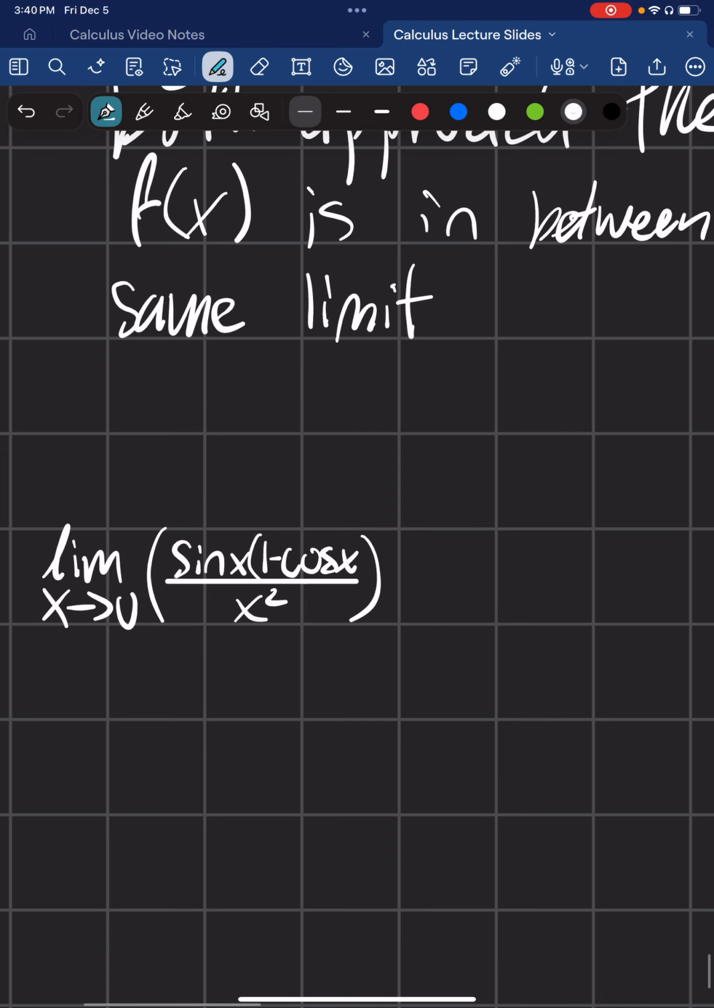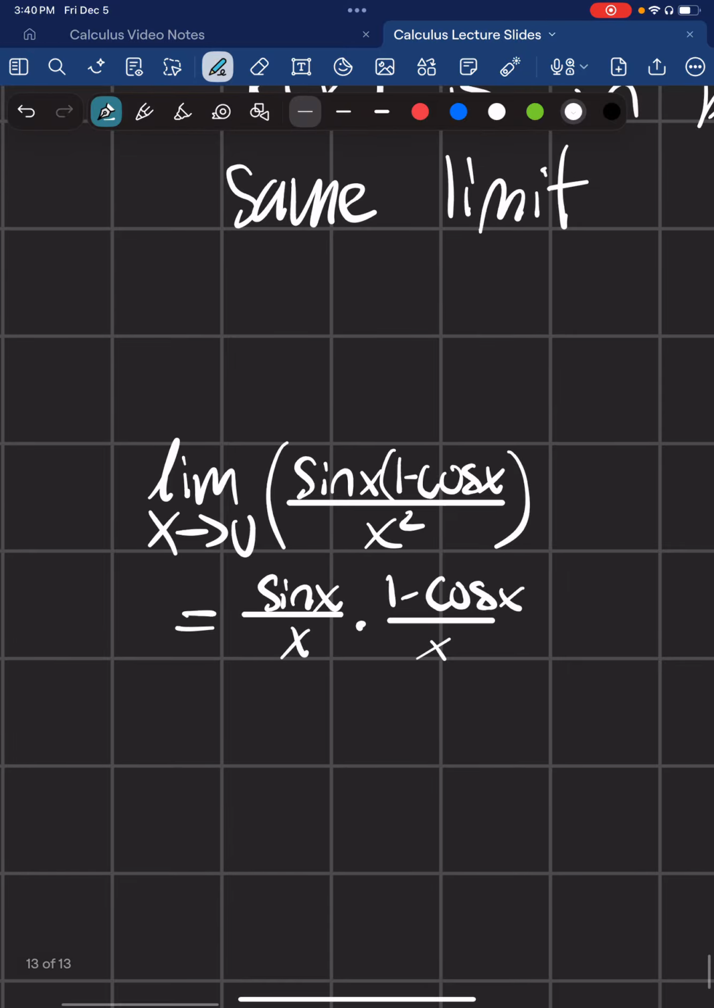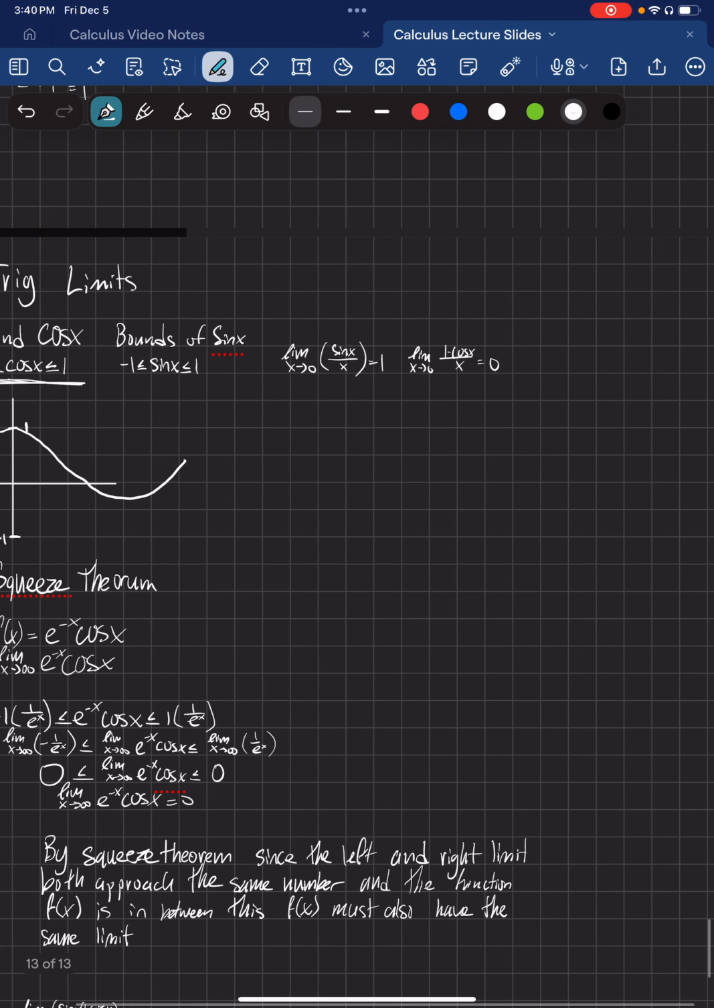So what we can do here is actually just break this whole function down. We can say that this is also equal to sine x over x multiplied by 1 minus cosine x over x, right? Because if you just multiply those two functions together, you end up getting our same function that we started off with, right? So then we can evaluate those individually and then determine what our limit of that original function is. So if we look back here, we remember that the limit as x approaches 0 of sine x over x is 1.